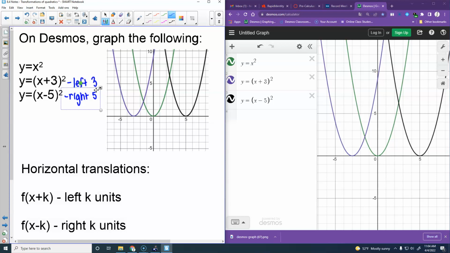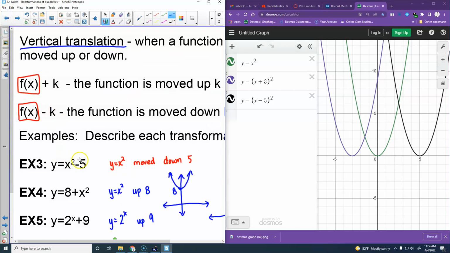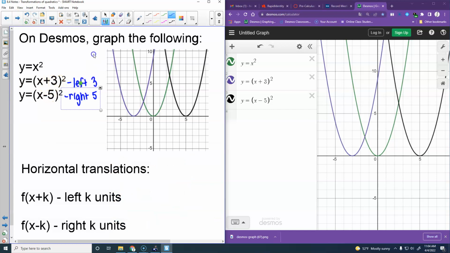And now, whenever I did these over here, if I put a plus 5 or plus 8, it went up 8. If I put a minus 5, it went down 5. But over here, what does a plus 3 do? Left. Now, on my x-axis, when I'm talking about horizontal here, right is the positive direction. Left is the negative direction. So putting a plus 3 here caused this graph to move left 3. And putting a minus 5 here caused the graph to move to the right 5.